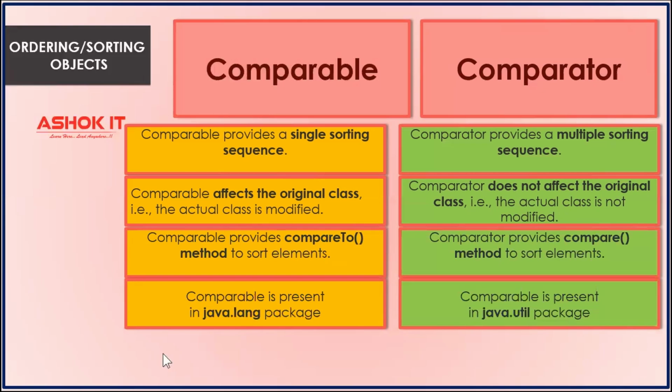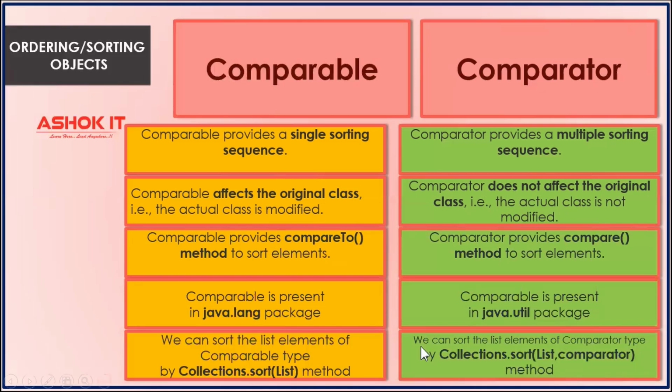And then we can sort the list elements of comparable type by using Collections.sort method, which takes a single parameter of type list. Whereas in case of comparator, we can sort the elements by Collections.sort method, which takes two parameters. One is of type list and the other is of type comparator. So here it takes two parameters, whereas in case of sort method of comparable, it takes only a single list parameter. So that's the difference between comparable and comparator.